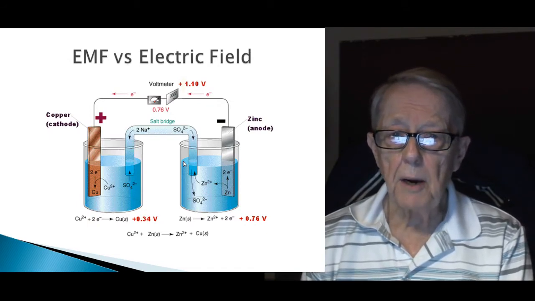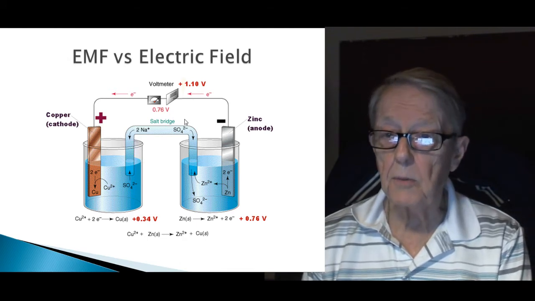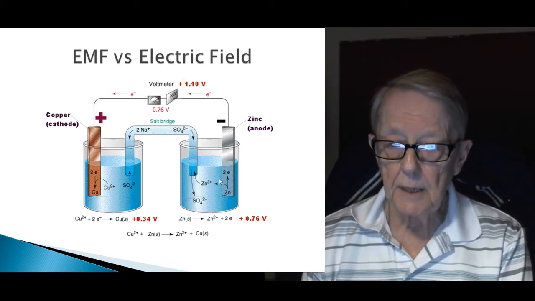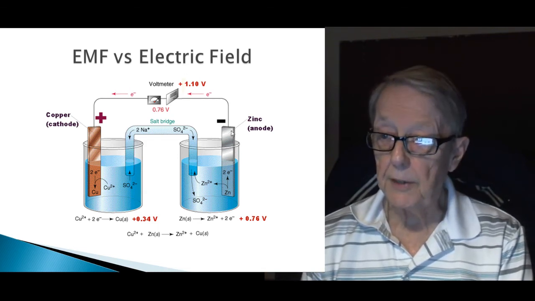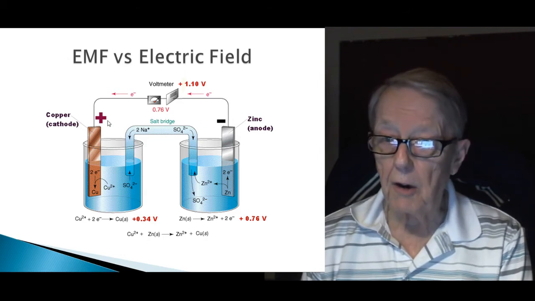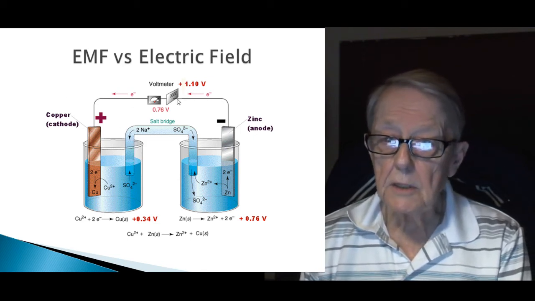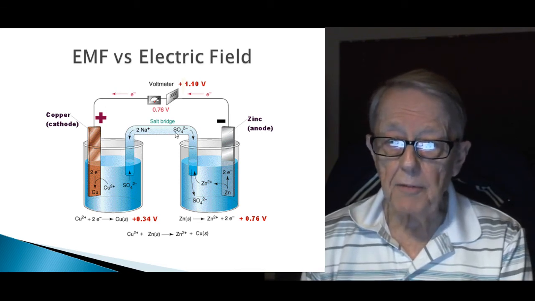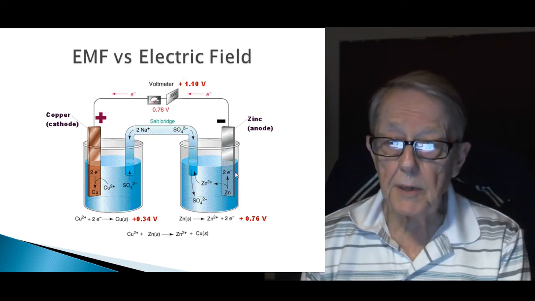Okay, so let's talk about EMF, which is the force that moves electrons, and an electric field, which is the force that you see between a positive and negative charge. Now, when I've done my circuit videos, I've talked about the battery being the source of an EMF voltage to supply electrons to the circuit. The battery has an EMF force that causes these to move. That's what the battery does.